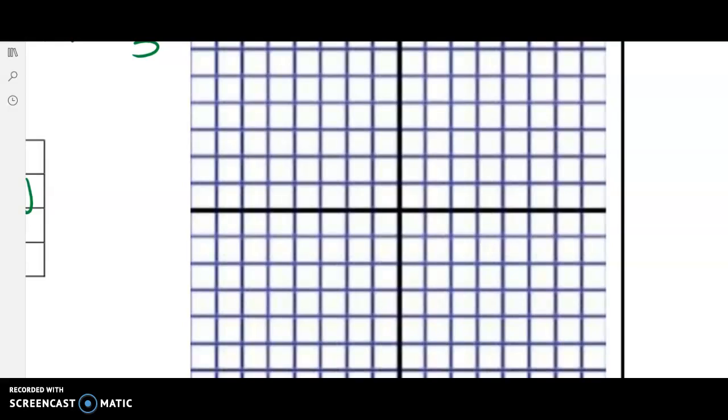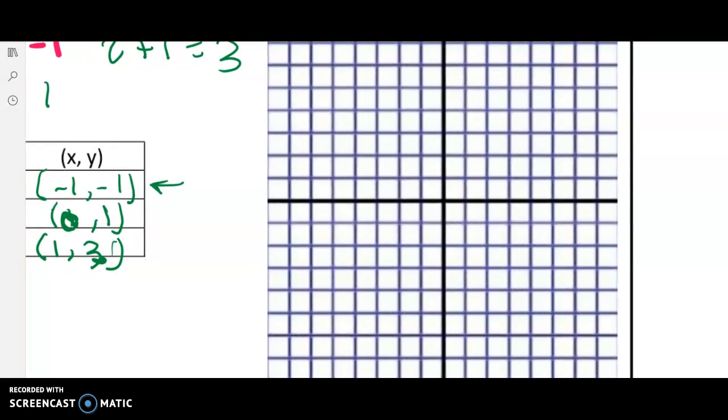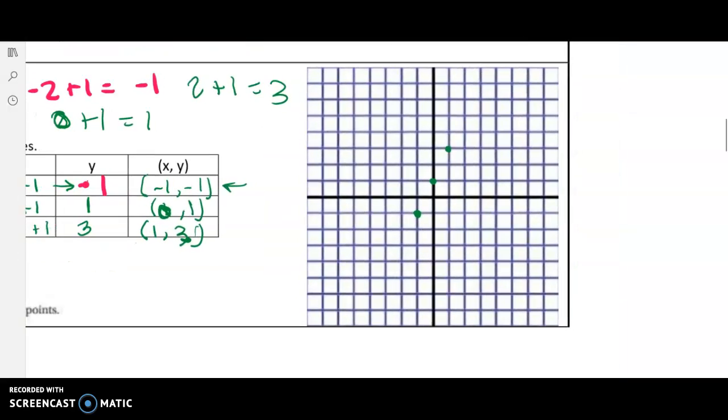So remember, our center is always the middle of our axis. That's 0, 0. And our first point was -1, -1. So we're going to go to the left 1, down 1. That's our first point. And then we have 0, 1. So we don't move left or right, but we go up 1. And then our next point is 1, 3. So we're going to go to the right 1, up 3. 1, 2, 3. And so we get 3 dots.